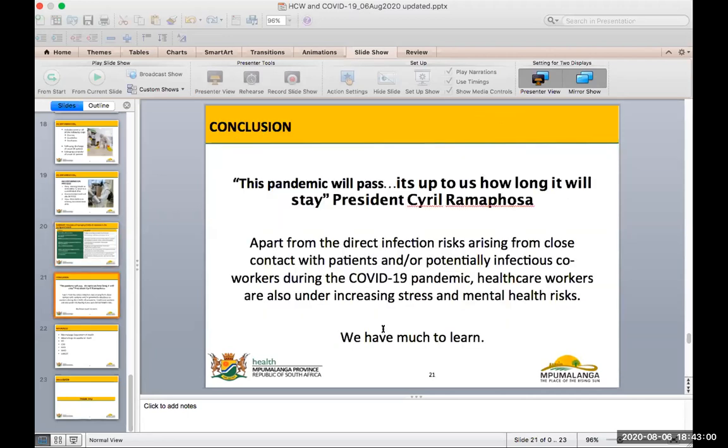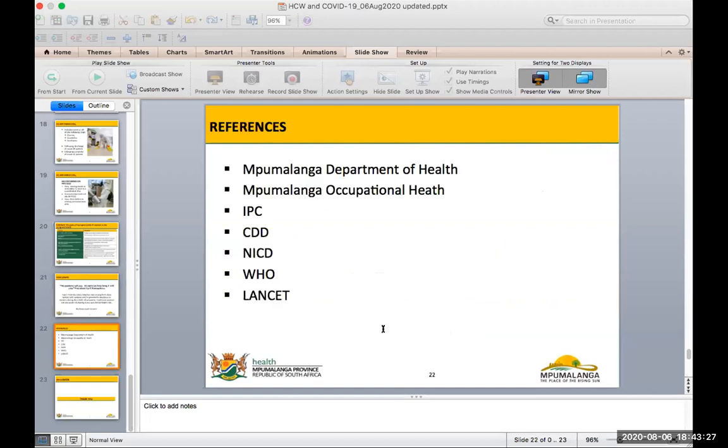Colleagues, in conclusion, this pandemic will pass, but it is up to us how long it will stay. President Cyril Ramaphosa. Apart from the direct infection risk arising from close contact with patients and or potentially infectious co-workers during the COVID-19 pandemic, we as healthcare workers are under increasing stress and mental health risk. There's so much we can learn. I thank you.